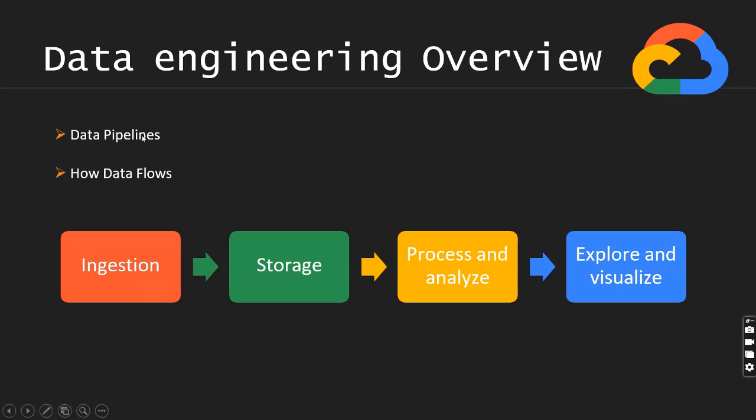One is the data pipeline, how data flows. A pipeline is nothing but a series of workflows connected together, from ingestion to explore and visualize, to deliver the output. First, the data is ingested from different platforms. Right now, we can take an example like Netflix, a video streaming platform, or banking applications, or Facebook, Instagram, and different kinds of social media applications.